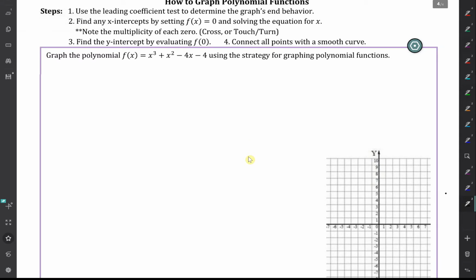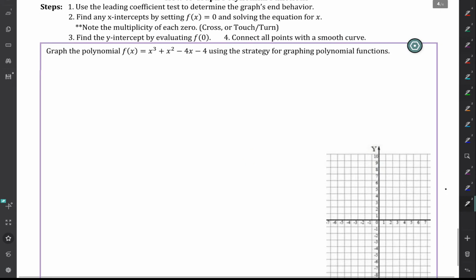Okay, in the final video for today, we're going to put everything we've learned together. We're going to use the leading coefficient test to determine the graph's end behavior, and then we're going to find the x-intercepts by setting f of x equal to 0 and solving, and then we'll note the multiplicity of each 0, which tells us whether or not it crosses, touches, or turns. Then we'll find the y-intercept, and then we'll connect all the points with a smooth curve.